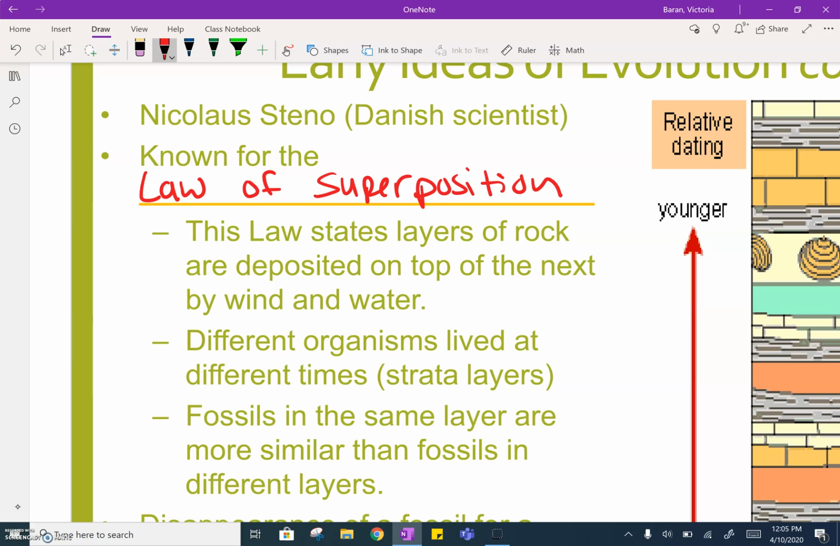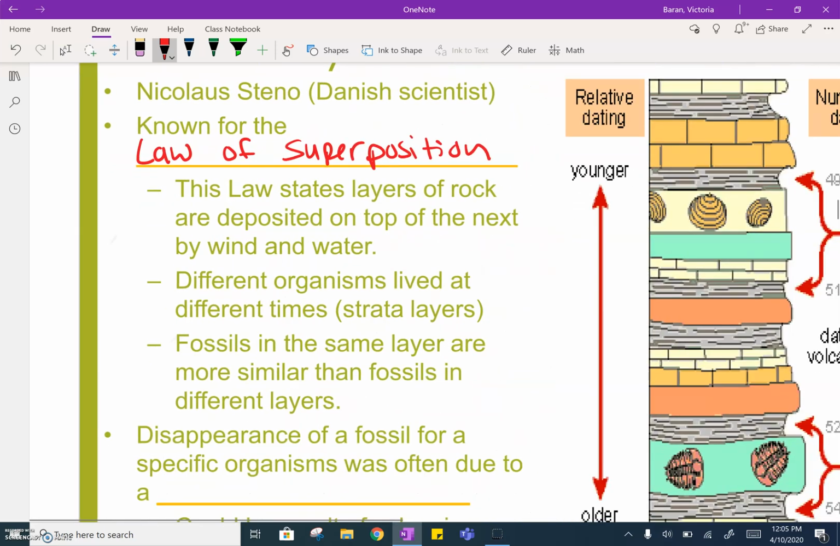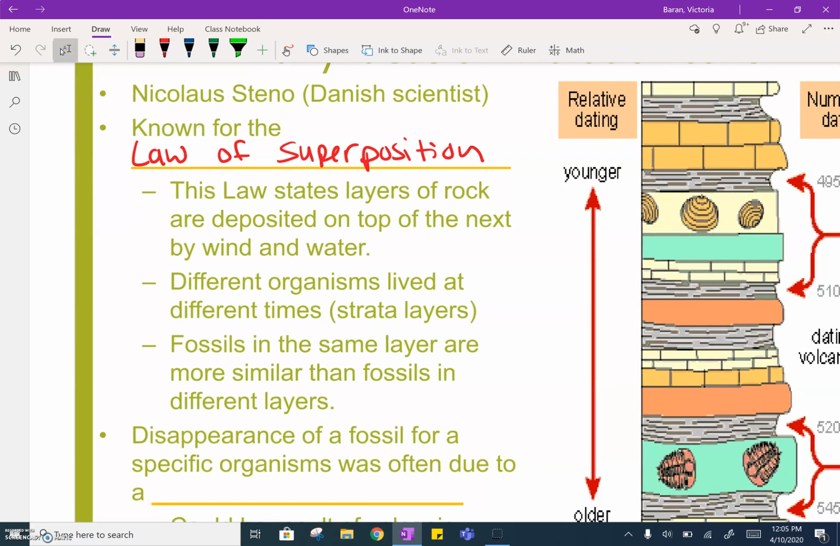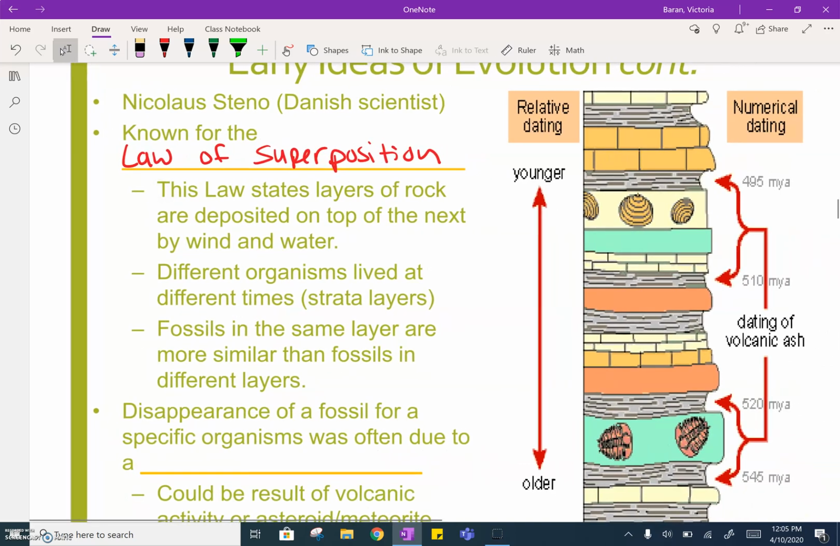And different organisms or fossils that were preserved in these rock layers would be different in each layer. We can see where they lived or what time they lived according to those rock layers. And organisms that were in the same layer tend to be more similar to each other, and rock or fossils that were in different layers tend to be more different from each other.